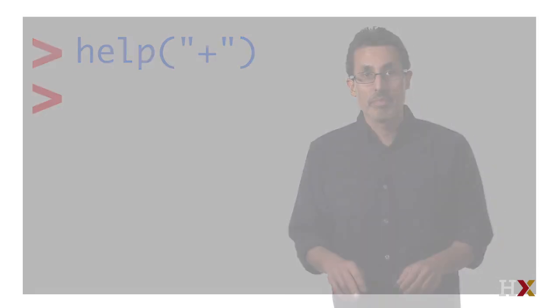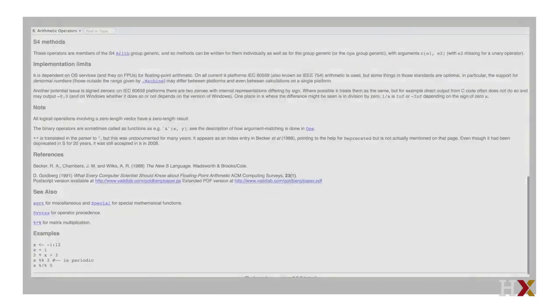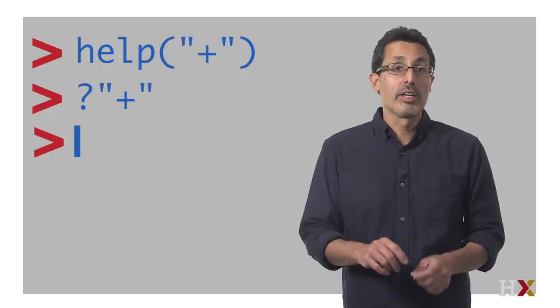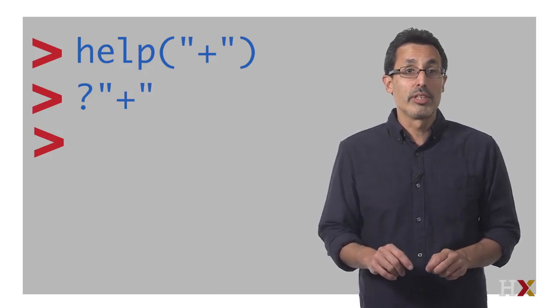You can see the arithmetic operators by looking at the help file, for example, the plus operator. So we would type help and then in quotes plus. That'll show us all the mathematical operators. We can also get help with a question mark, but we need to include quotes for these particular operators.